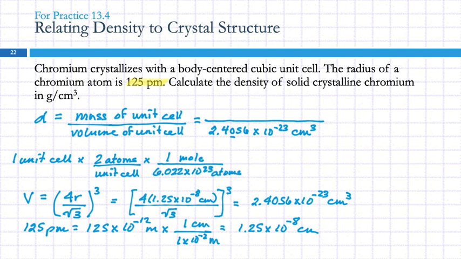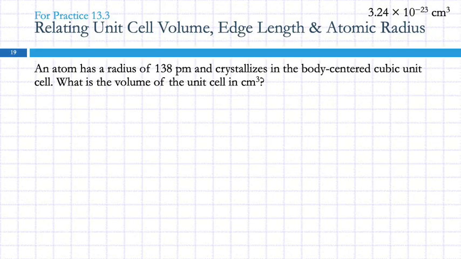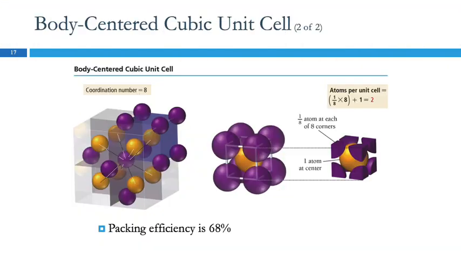How did you know that there's 2 atoms in this specifically? Like, what gave it away, or how did you just know that? Because it's body-centered cubic. So it's this one. Okay.